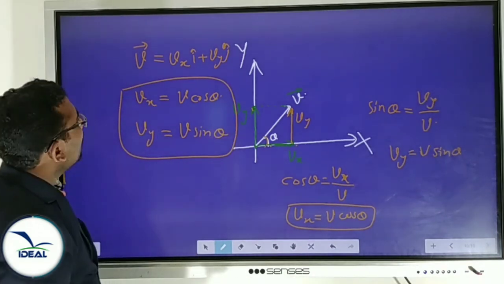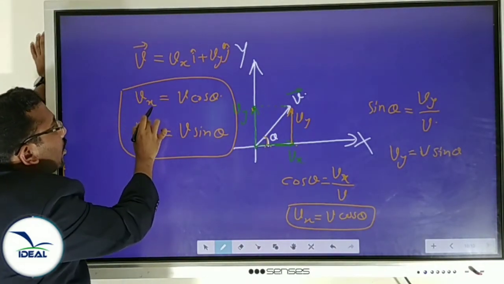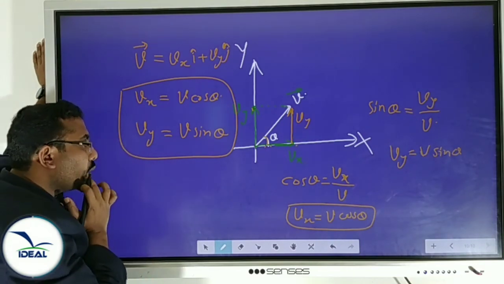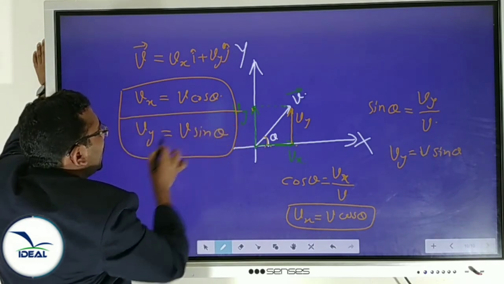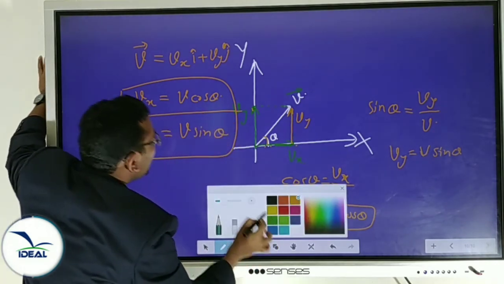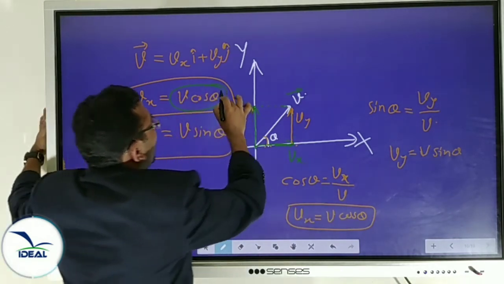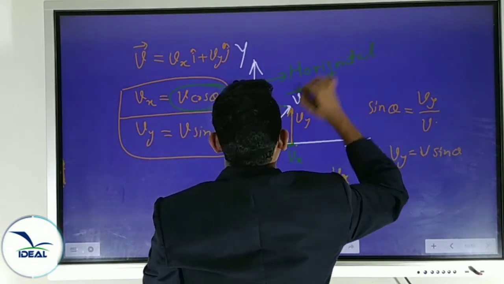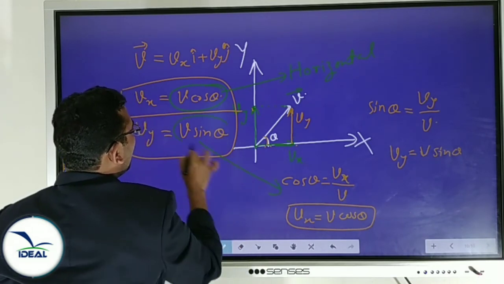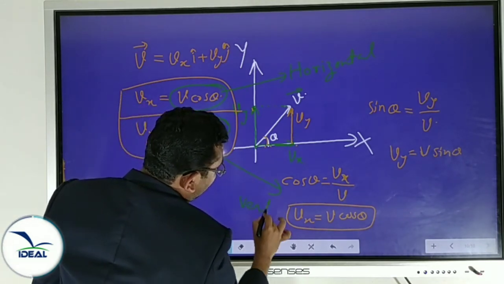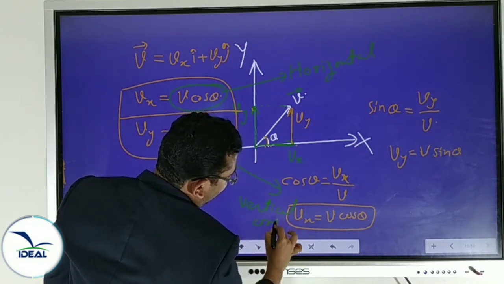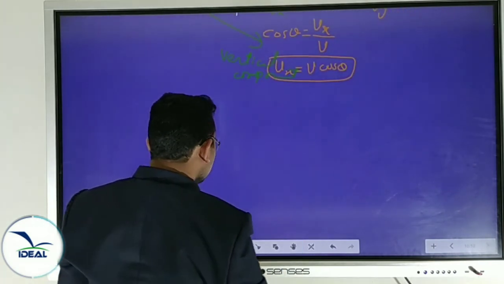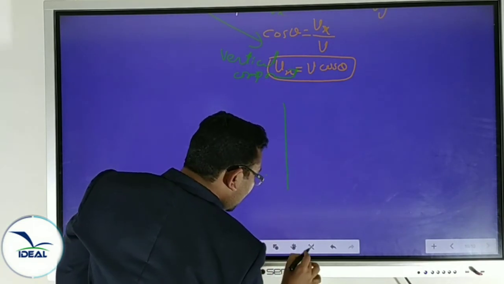Important: we can split a velocity v in two dimensions into two components, v cos theta and v sin theta. One is the cos component and the second is the sin component. V cos theta is commonly called the horizontal component of velocity. V sin theta is called the vertical component.